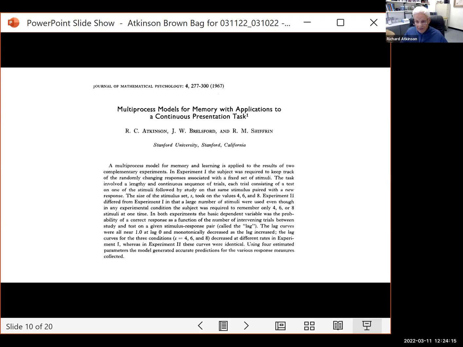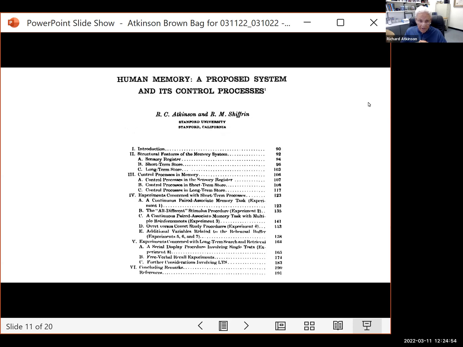Now, we're at a point where we've had a number of early papers. We have a number of these experiments underway, in fact almost completed, when I'm invited to submit a paper to an annual volume of work in learning and memory, and that becomes the paper that's best known. And I want to show you the paper: Human Memory: A Proposed System and Its Control Processes.